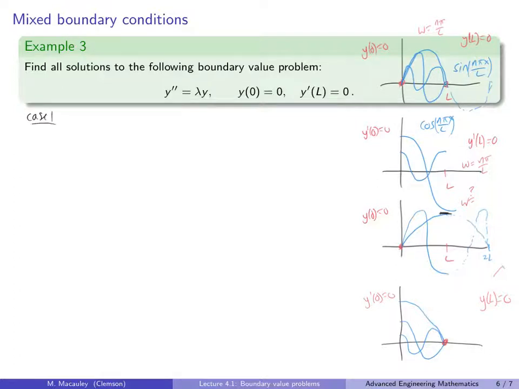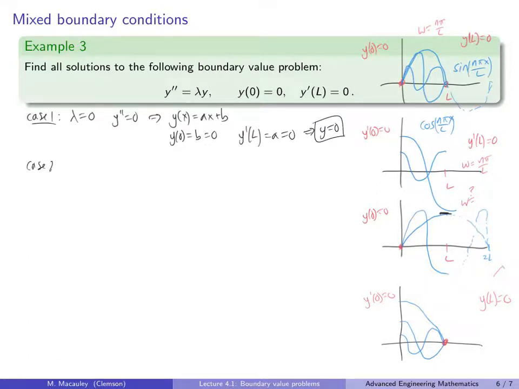Okay, so case 1 as before. I'm going to go through these quickly because we've done this several times. Lambda is 0, so let's write y double prime equals 0. So we get y of x equals ax plus b. And now let's plug in these conditions. If y of 0 equals b equals 0, so b is 0, and y prime of L, well, y of x is just a, so y prime of L is a, and that's equal to 0, so we get that y equals 0. We get no non-trivial solutions.